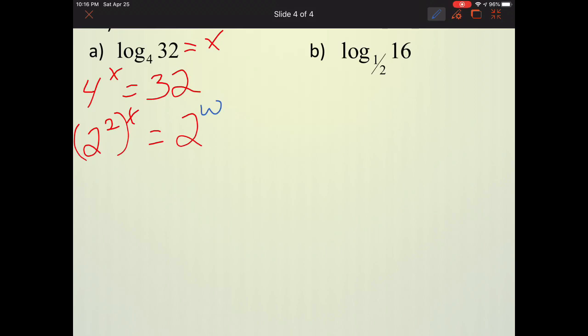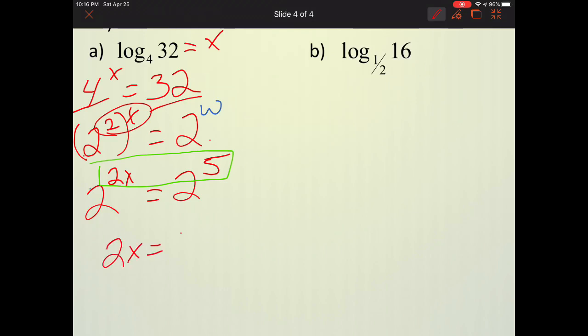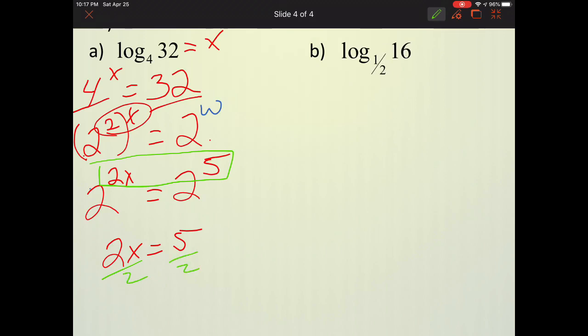So rewriting this, we get, let me get my red back, 2 to the 2x equals 2 to the fifth. 32 is 2 to the fifth, 2 squared is 4. Same base now. That's what we have. 4 doesn't give you 32. We have to change it to 2. Now because you have the same base, you can set these exponents equal to each other. So then you would say 2x equals 5, and then you divide by 2, and you get x is 5/2, or if you want to write it as a decimal, 2.5.